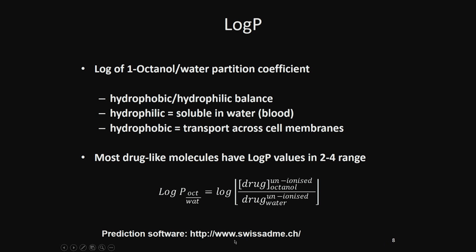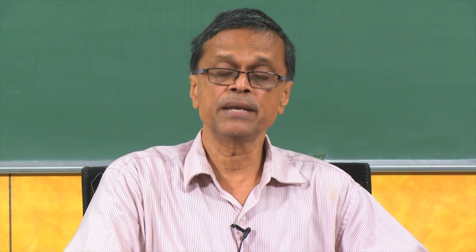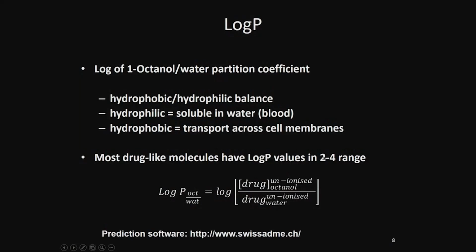Again, Swiss ADME: if you go to that software, we can draw structures and predict the log P of a particular structure. If the log P is very low, below 2, you may feel that it is going to be hydrophilic, so it is better to reduce the hydrophilicity. If the log P is above 4, for example, some of the antifungal drugs have very high log P, they are highly hydrophobic, so you may have to think about making it more hydrophilic.